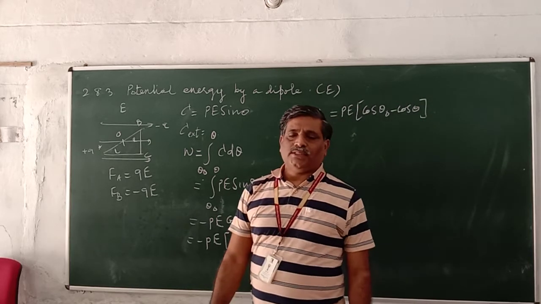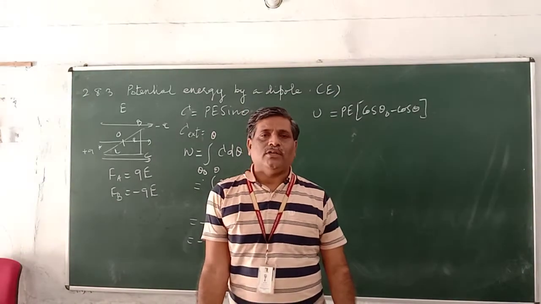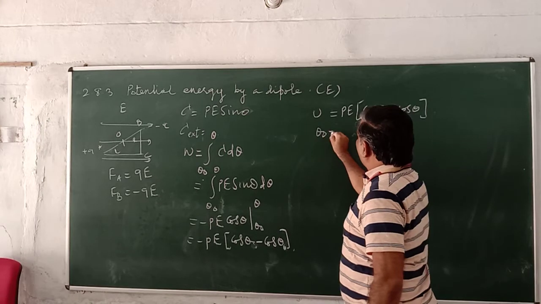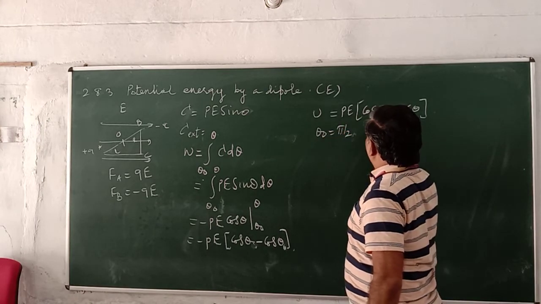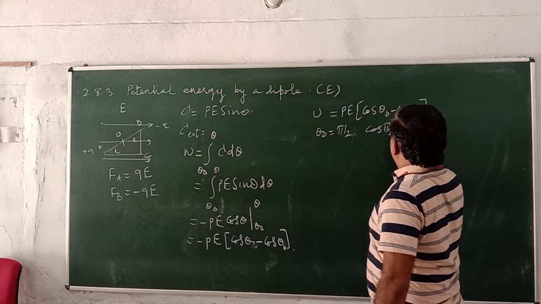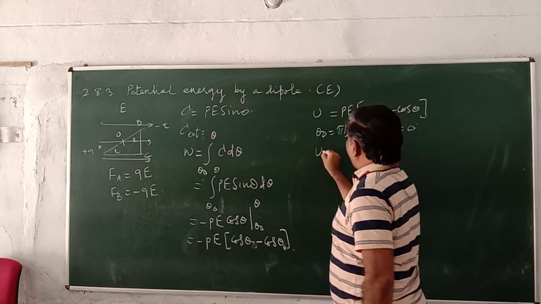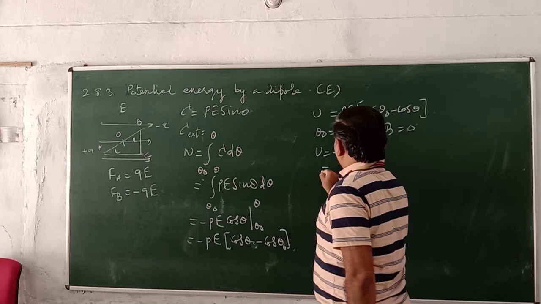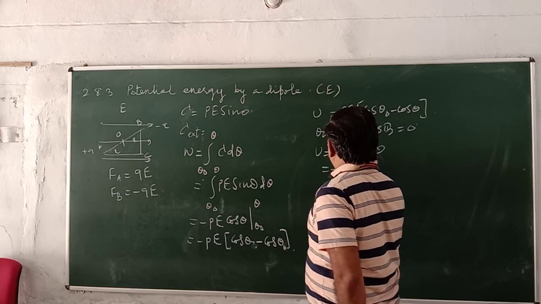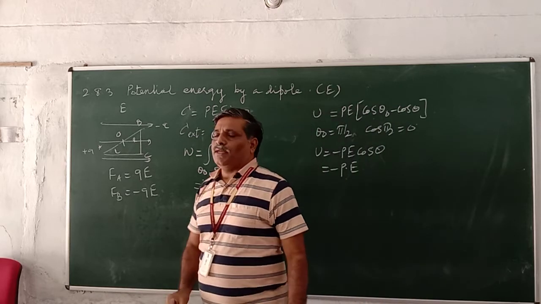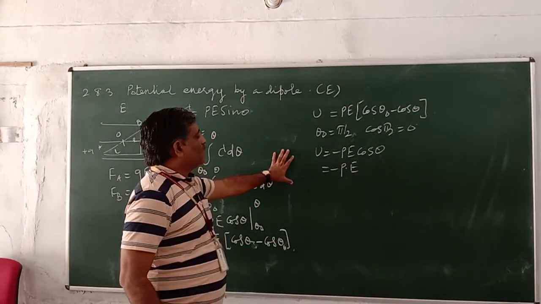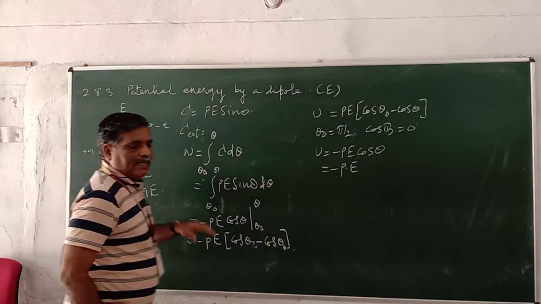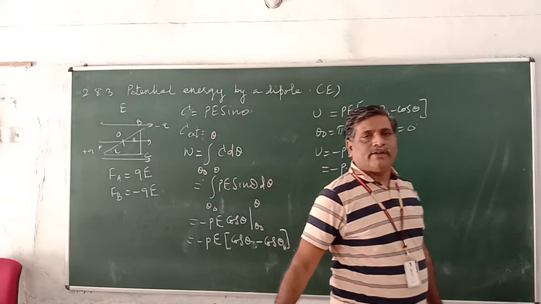We have a choice. We can select potential energy zero at any point. Therefore, if I take this theta 0 as pi by 2, then cos pi by 2 is equal to 0. U becomes minus PE cos theta, which is equal to minus P dot E. This is the expression for potential energy of dipole when it is placed in uniform electric field E.